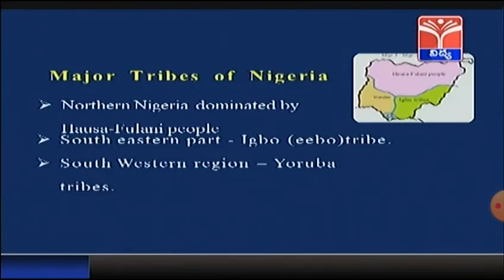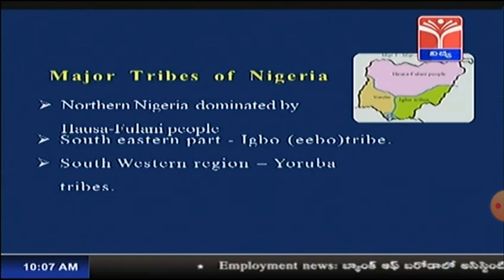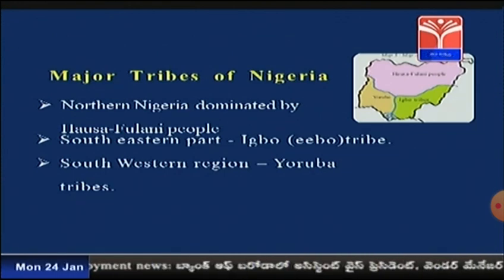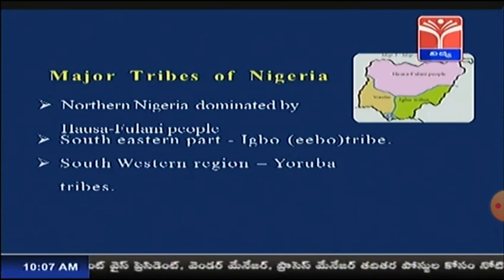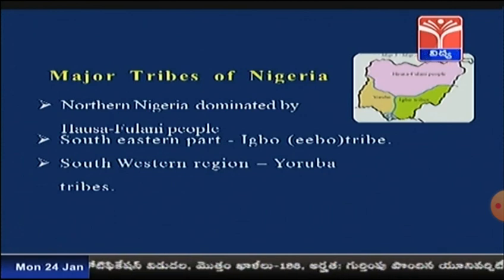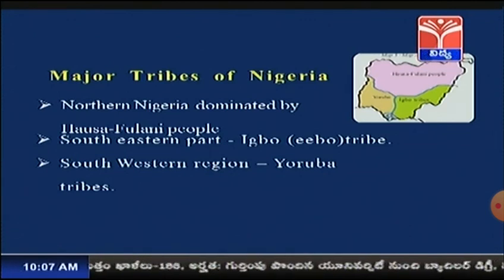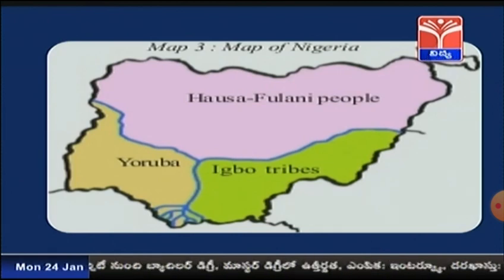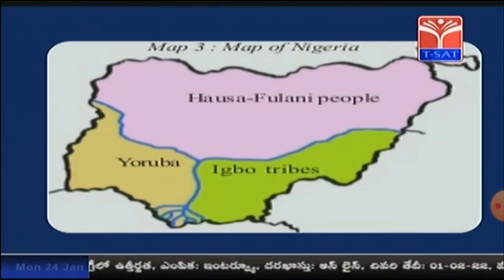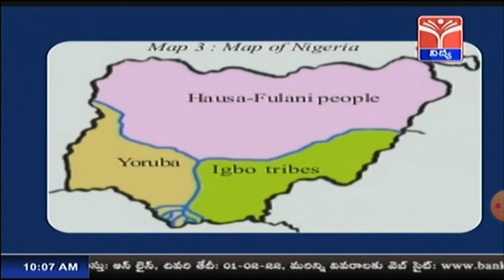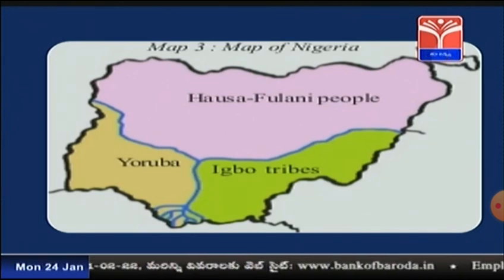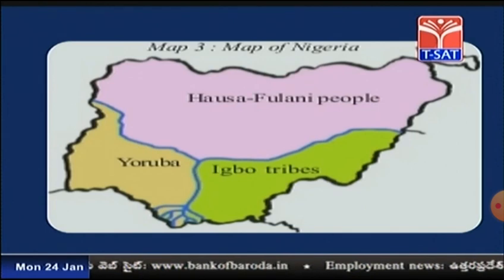The northern part of Nigeria was dominated by Hausa Fulani tribal people, and the southern part is again divided into two parts. The southeastern part is dominated by the Igbo tribe, and the southwestern region was dominated by the Yoruba tribe. The northern Hausa Fulani people were predominantly Muslims, and the southern Yoruba and Igbo tribal people were mostly Christians due to the missionary activity done in this area.